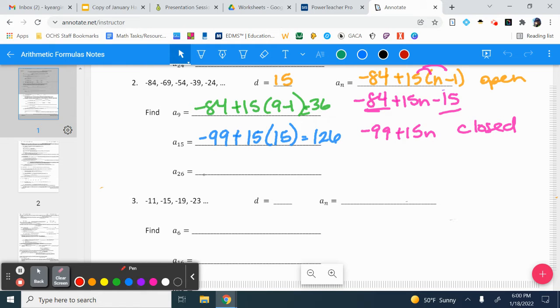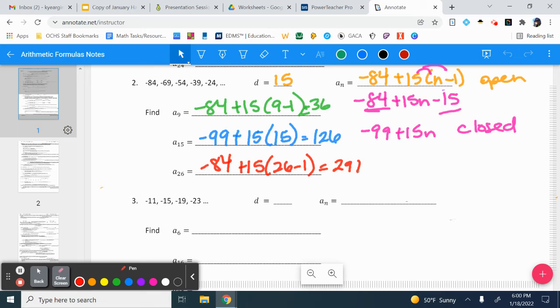If I wanted to find the 26th term, I'll go back to the open formula. We get negative 84 plus 15 times 26 minus 1. Again, remember, please, that the open formula uses my first term and my closed formula does not. So you might be thinking, well, why is there a negative 99 when we use 15 here? It's because we were using the closed formula. And you're only going to see your first term when you're in the open form. So as we type this in, negative 84 plus 15 times 26 minus 1, we get the 26th term to be 291.